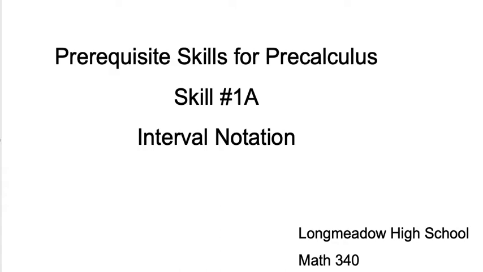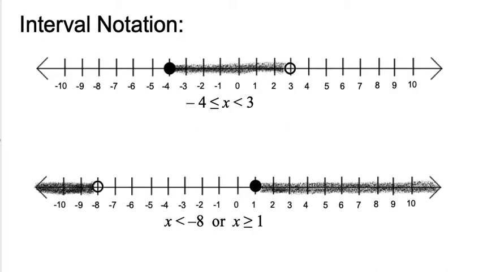Prerequisite skills for pre-calculus. Skill 1A, interval notation. In this case, we have the interval of x greater than or equal to -4 and less than 3. For interval notation, for included points, we will use a square bracket. For excluded points, we use a round bracket.